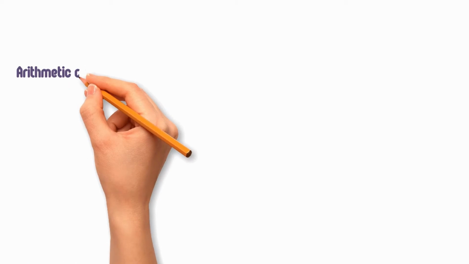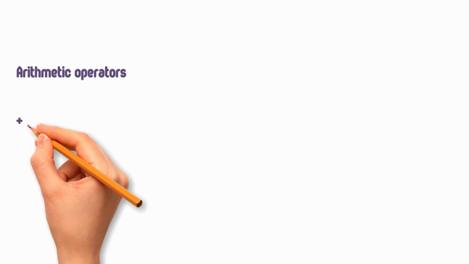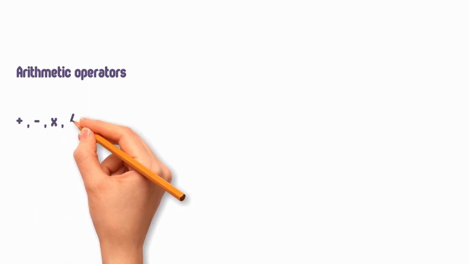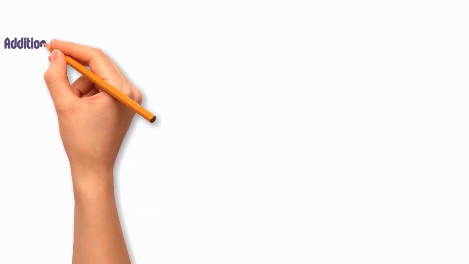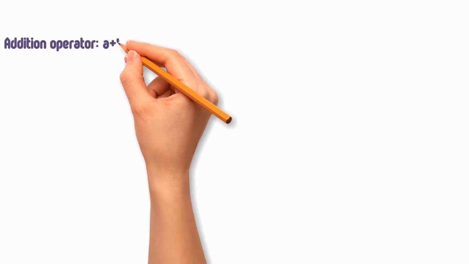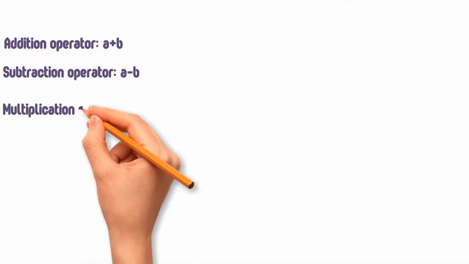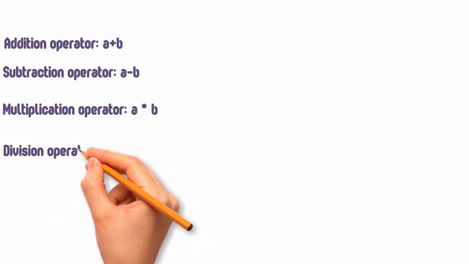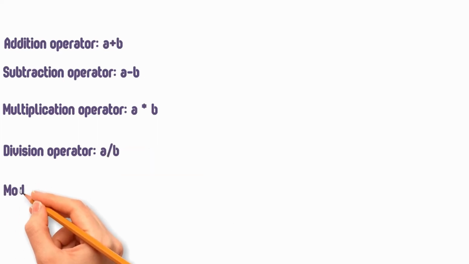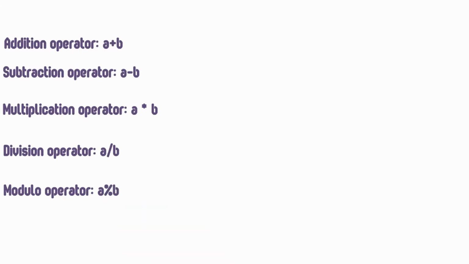Kotlin arithmetic operators are used to perform mathematical operations such as addition, subtraction, multiplication, and division. We have the addition operator, which adds together two values. The subtraction operator subtracts one value from another. We have the multiplication operator, which multiplies two values. We have the division operator, which divides one value by another. And we have the modulus operator, which returns the division remainder of two numbers.